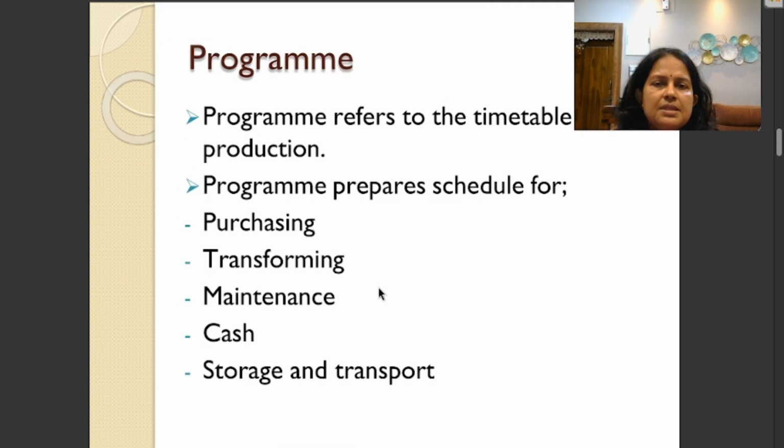Program. Program is the total timetable of the production, and this program prepares the schedule for purchasing, transforming, maintenance, cash, storage and transport. It means when we should purchase our raw materials, when we should start the manufacturing, what the maintenance of the machines is, what the cash flow is throughout the operation, and how we can store the product or transport the product after it is produced. That is all about the program.